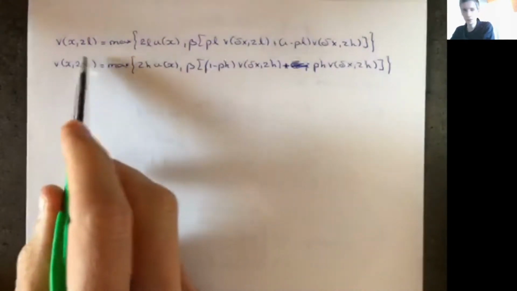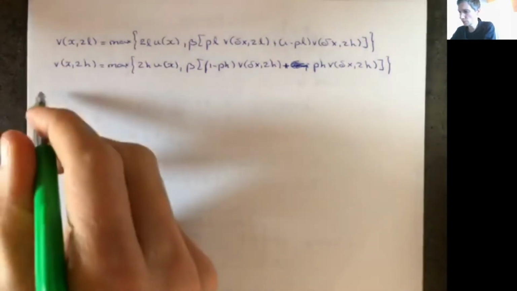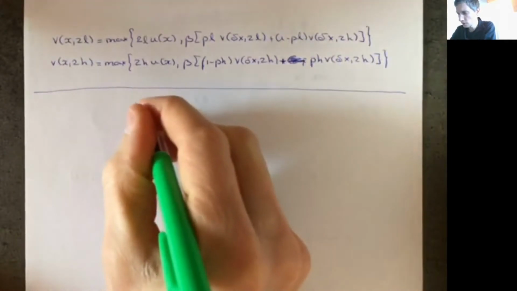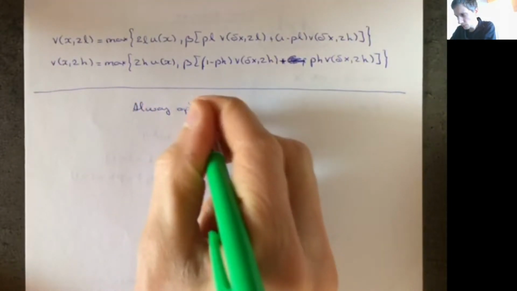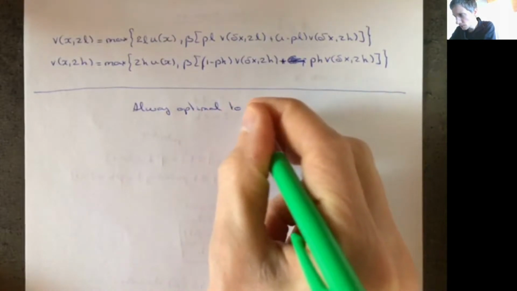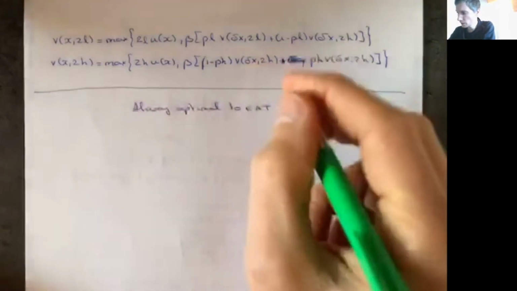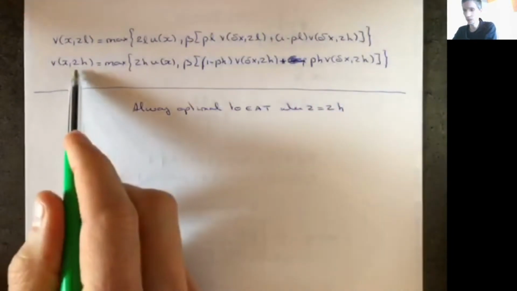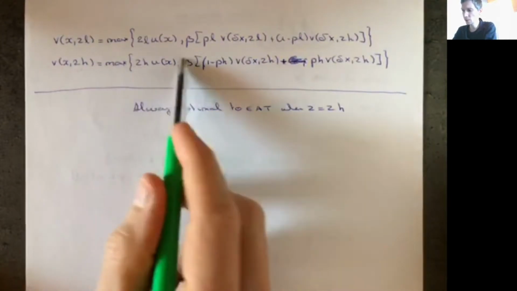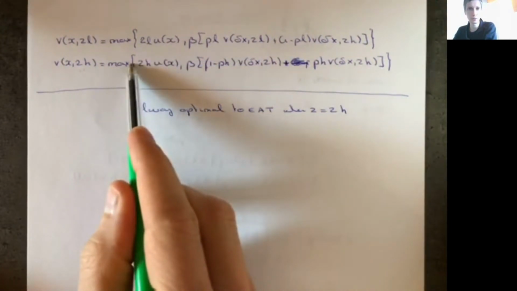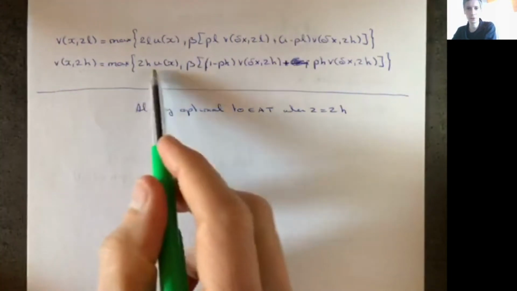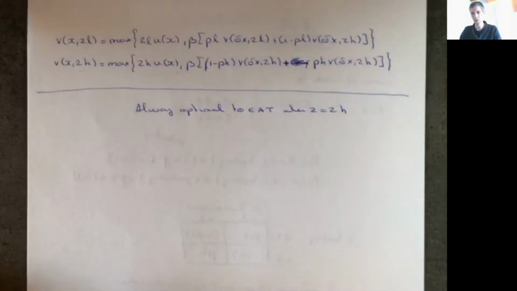Okay, so here I've written down again the two Bellman equations of our problem. The first thing that we're going to show is that it is always optimal to eat the cake when Z is equal to ZH. So if I'm at a high taste shock, I will always eat the cake. If I'm at a low taste shock, maybe yes, maybe no, but if I'm at a high taste shock, then it will always be optimal to eat the cake.